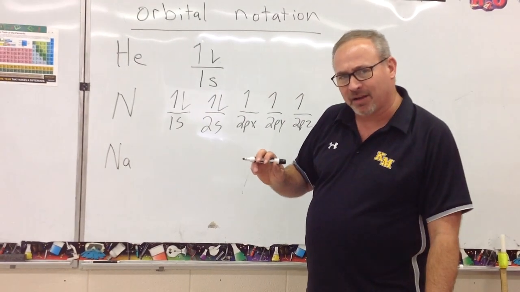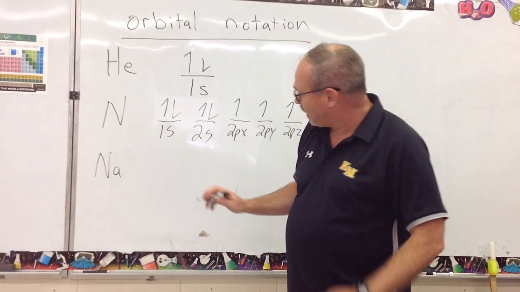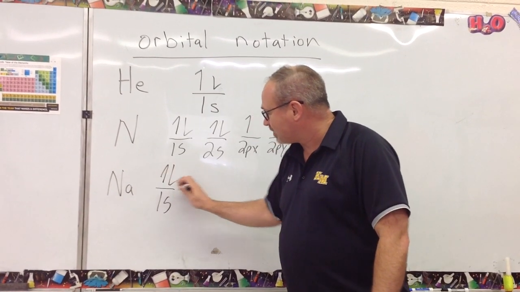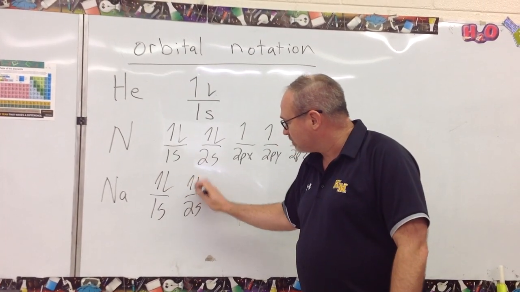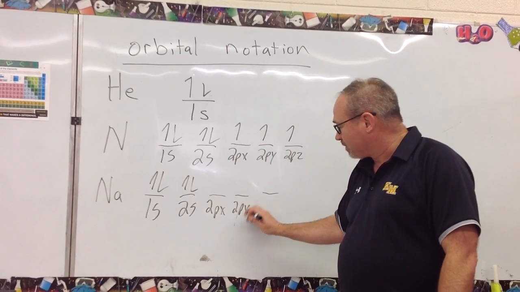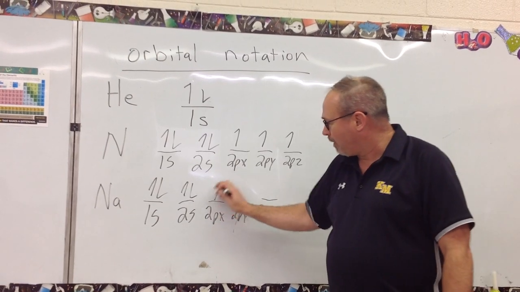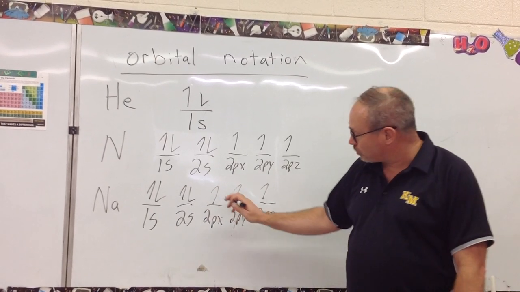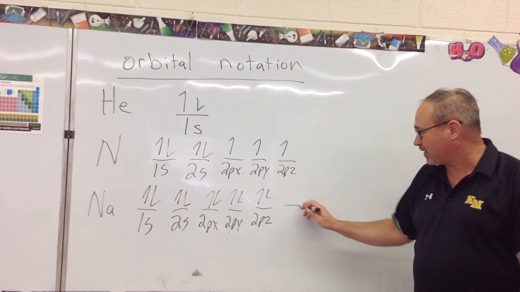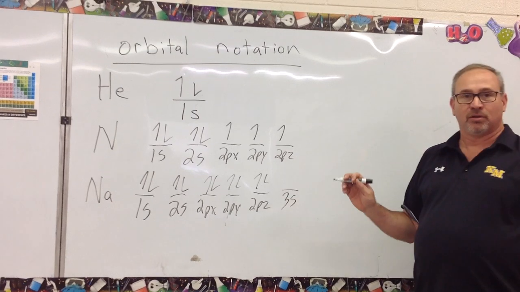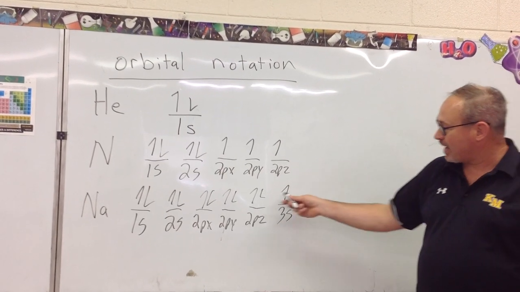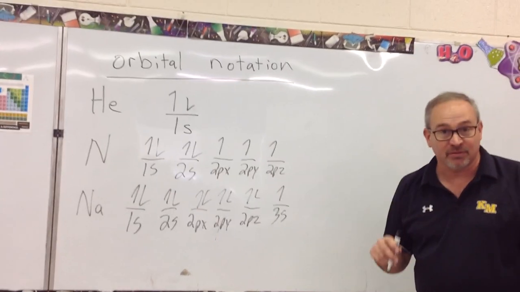Could you pause the video and do it on your own? I'm going to go ahead, but feel free to pause it and try it on your own. Starting again at 1s, 2s. What comes next? 2px, 2py, 2pz. Hund's rule tells us we refill after we put one in each. Just remember that when you're filling. Lastly, 3s, but how many electrons do we have? Just one. If we count all these half arrows, that's exactly 11.